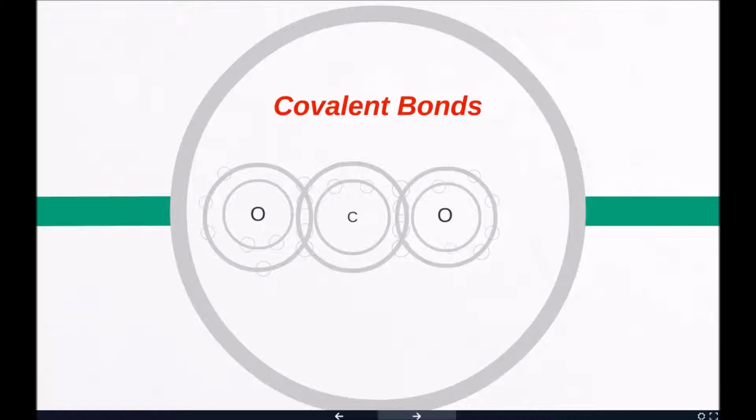Carbon is sharing its electrons with oxygen. Oxygen is sharing some of its electrons with carbon. And at the end of this reaction, all of the atoms are as happy as they can be, because they all have filled electron shells, even though they're sharing with each other.